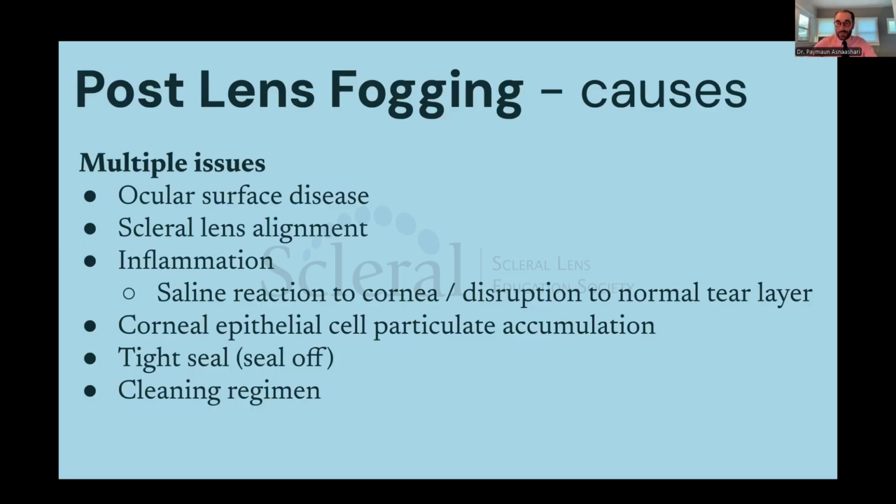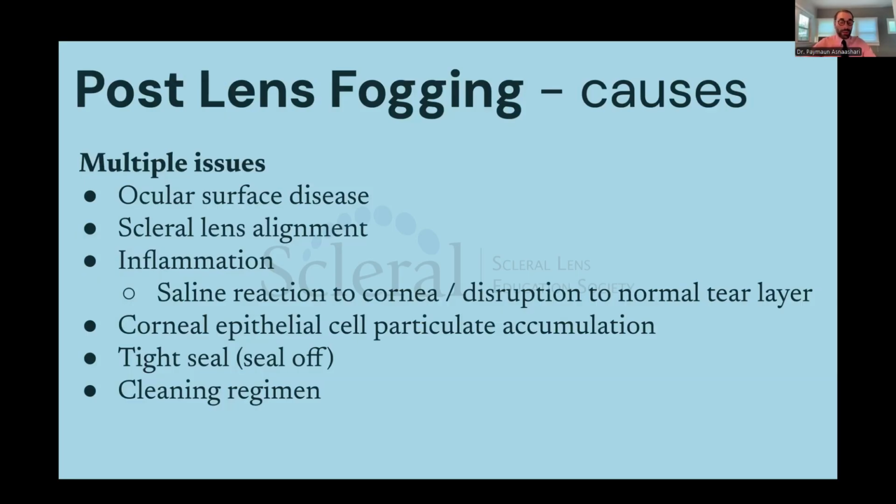You also want to check for scleral lens alignment. This could also be very important, whether to help with tear exchange or reduce tear exchange if it could be excessive. It also could be due to just underlying inflammation from wearing the lens. It could be due to the saline reaction to the cornea. It could be due to the disruption to the normal tear film with this lens on. It's hard to say which one it is, but it could just be due to an inflammatory sort of process. It could also be due to epithelial cell particulate accumulation.